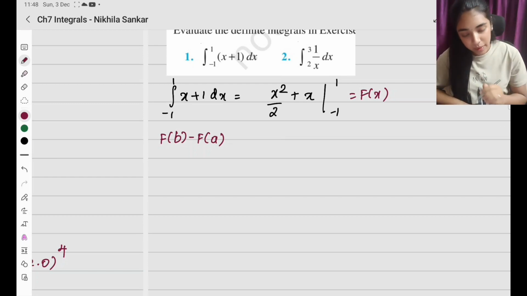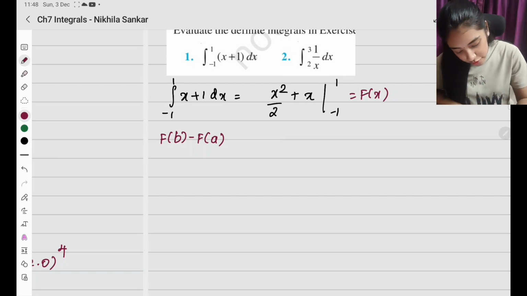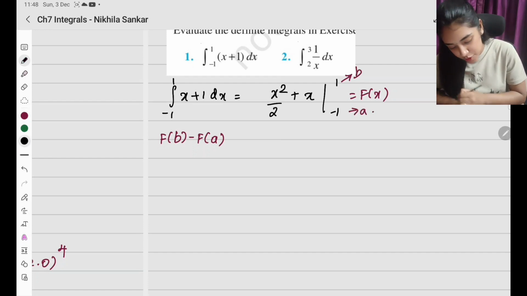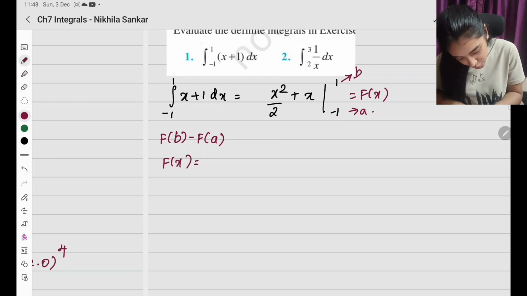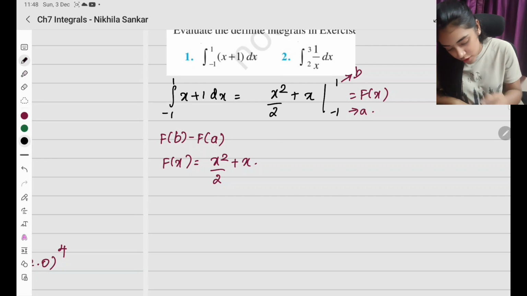If you look at how it is solved, you will understand this better. So f of b minus f of a, where this is my b and this is my a. Now I'm going to substitute the values. What is my f of x first? F of x is going to be x square divided by 2 plus x. So when I substitute the values, what do I have?